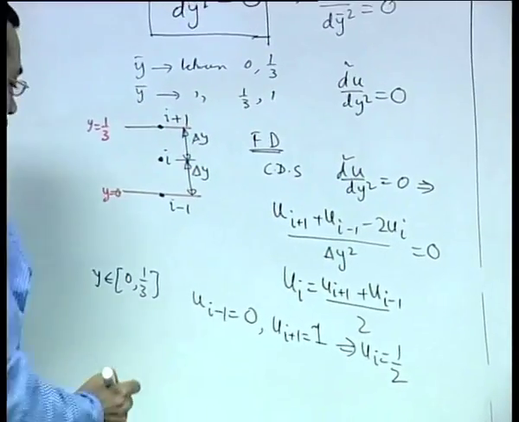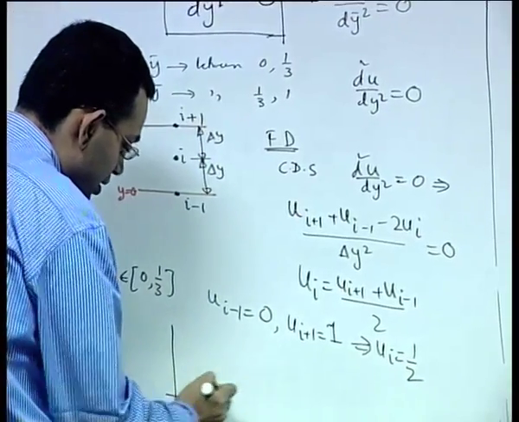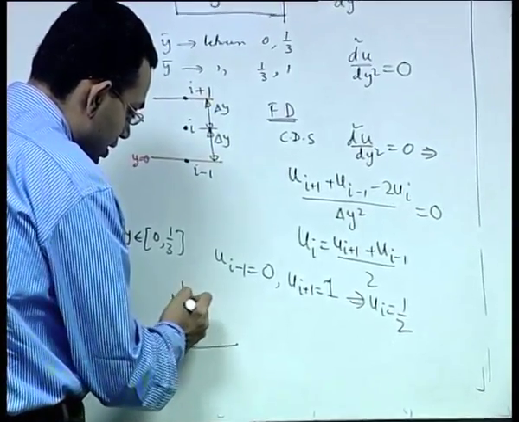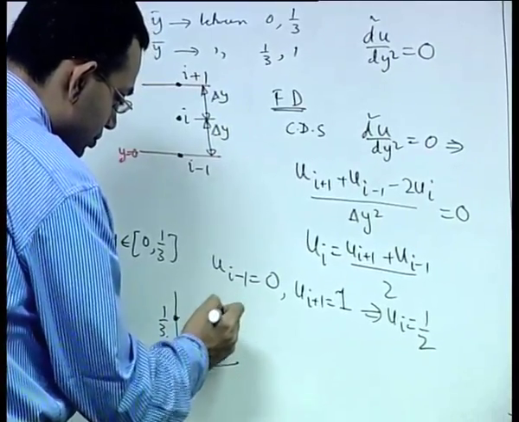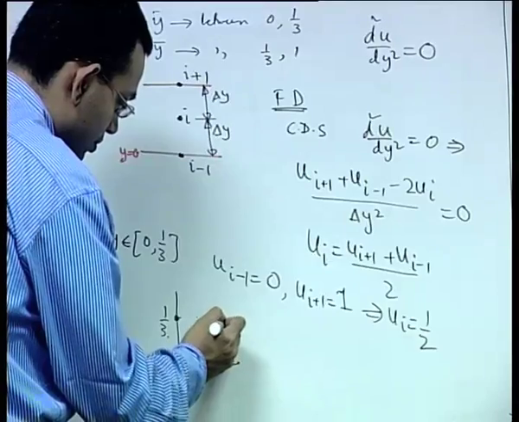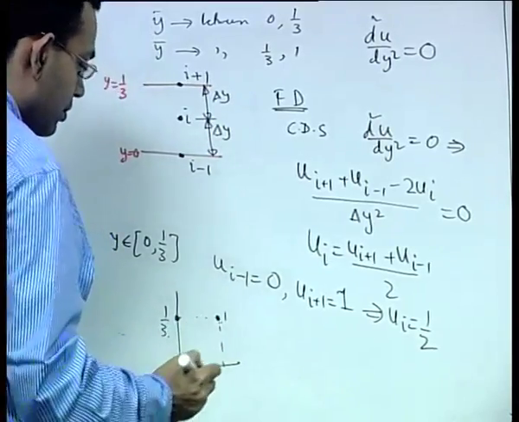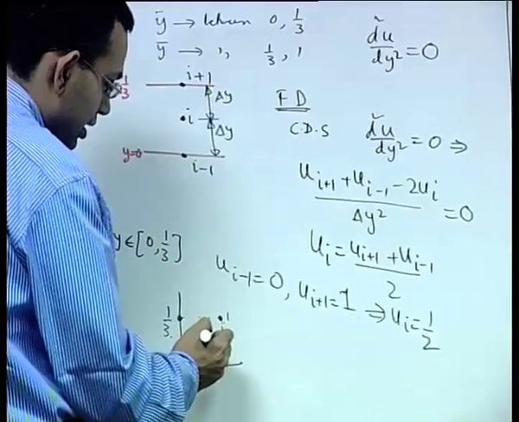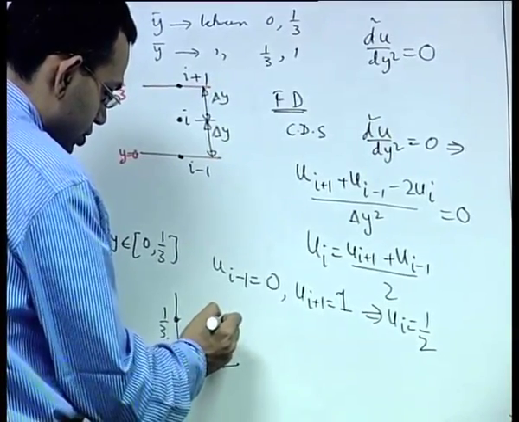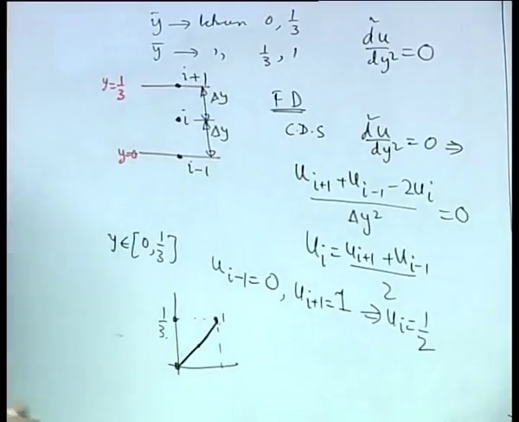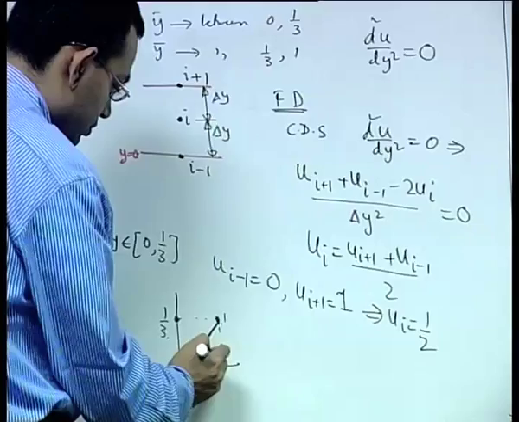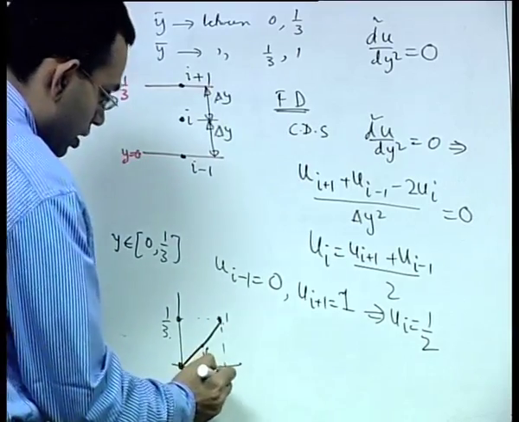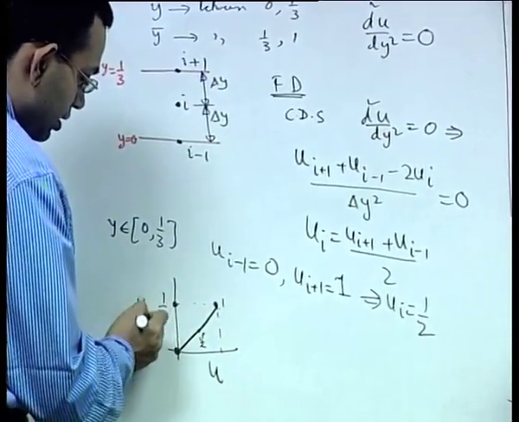So, your velocity profile in the bottom part at y equal to 0 it is 0, at y equal to 1/3 it is 1, and at y equal to 1/6 it is half. So, it is a straight line. You may plot u along x and y along y.